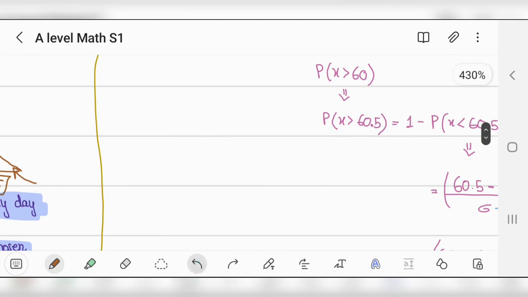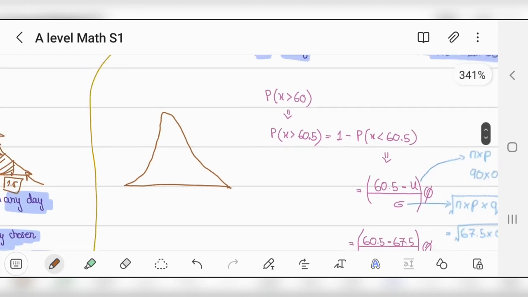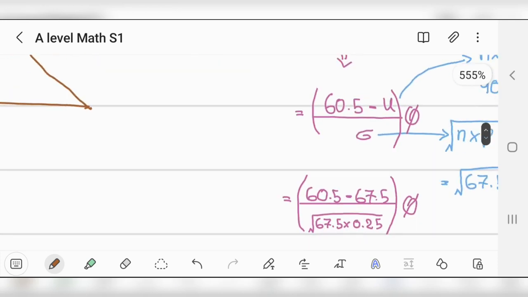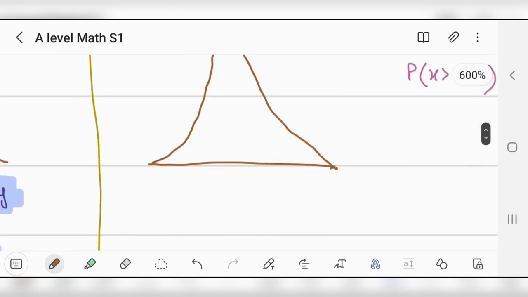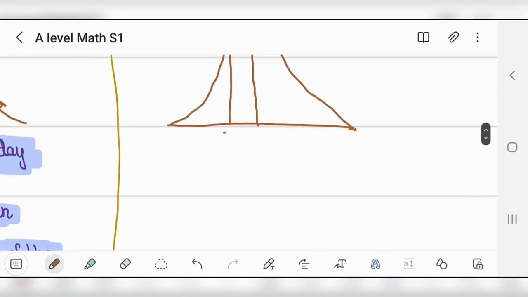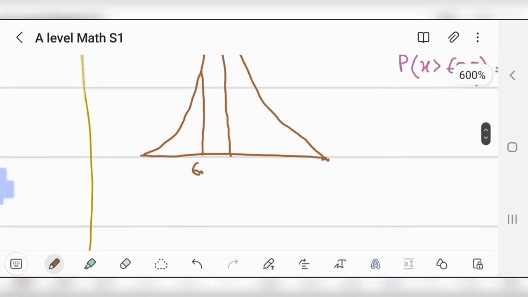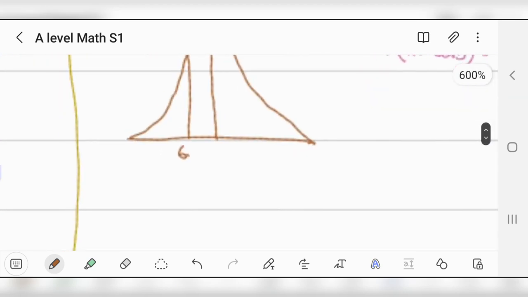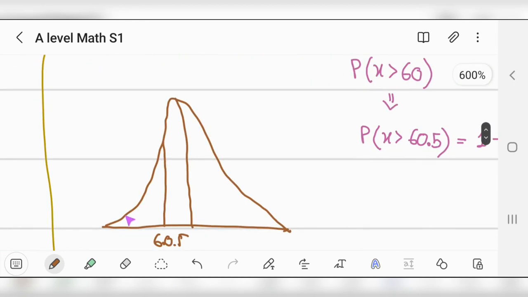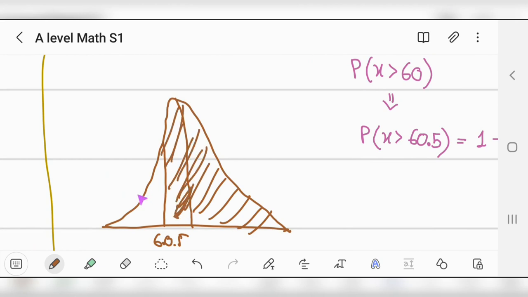So here we have the bell curve. Let me draw it. Okay, so it's saying greater than 60.5. So this is 60.5, and we need to find the probability of greater than. So we need to find this probability, okay?